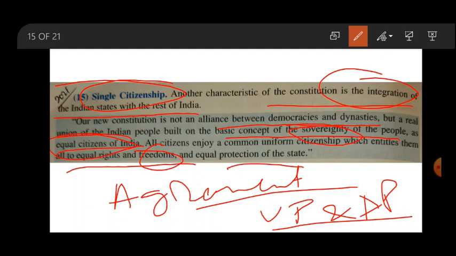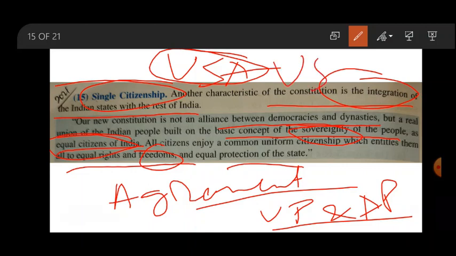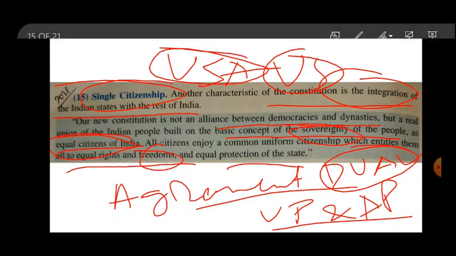One more thing I want to add here is that the United States of America is not like our country. In the United States, the citizen has to obtain both citizenship of the United States as a whole, and of the state he or she belongs to. So there is a concept of dual citizenship too. Okay, dual citizenship. So that's all for single citizenship.